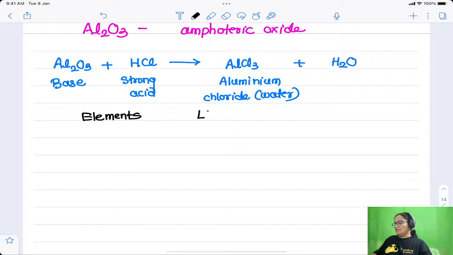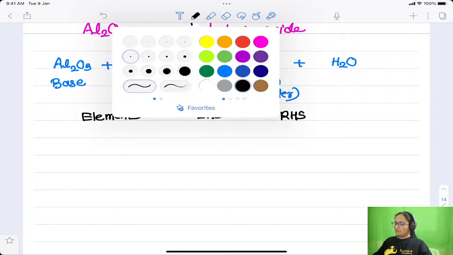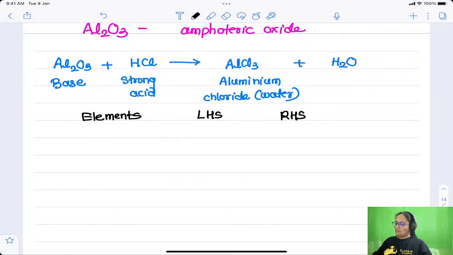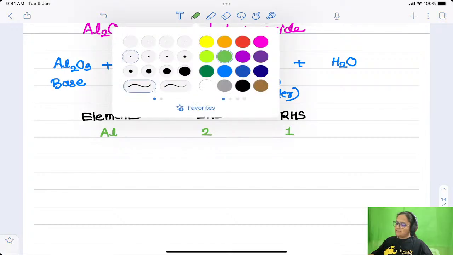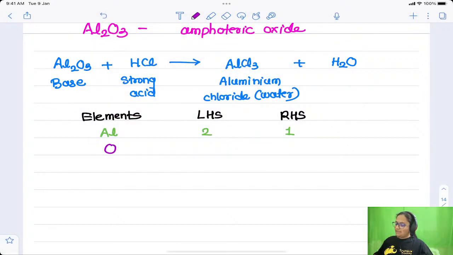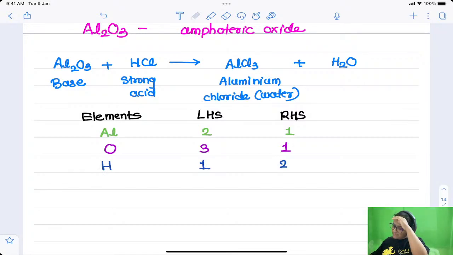number of atoms on left hand side, number of atoms on right hand side. Okay, let us start with aluminum. On the left hand side it is 2, right hand side 1. Then next is oxygen, left hand side 3, right hand side only 1. Then next is hydrogen, left hand side 1, right hand side 2. Then last is chlorine, left hand side 1, right hand side 3, right?